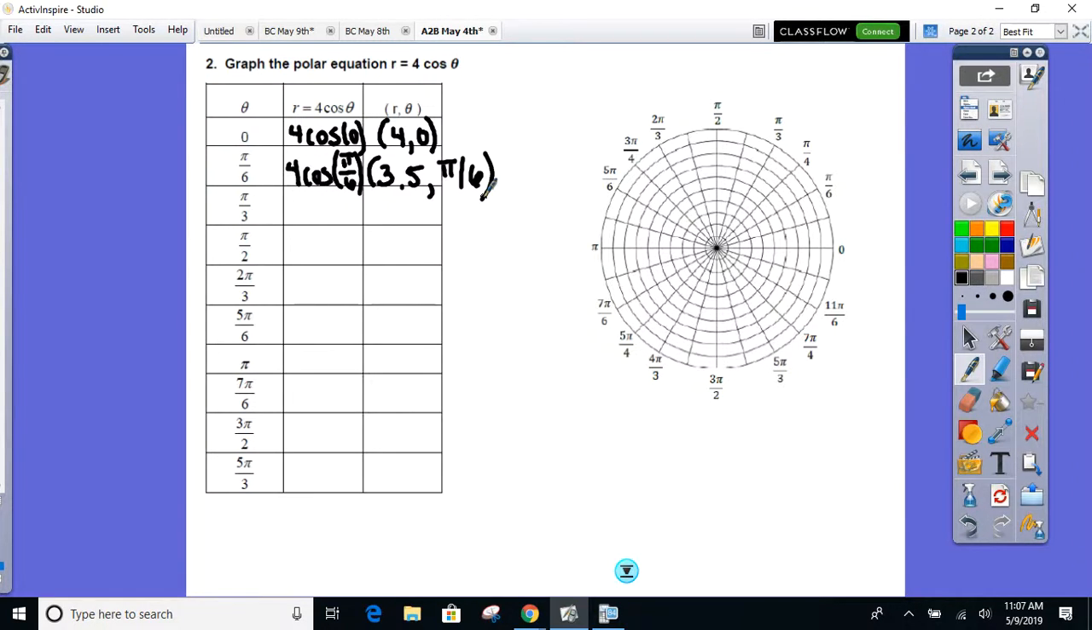Okay, if you guys want to get ahead of me, you can. If you want to keep staying with me, go ahead. So now I'm going to do 4 cosine pi over 3. You plug in the angle, you get the R value back out. This R value should be a whole number. What do you have? Whole number here? 2. So next point, 2, pi over 3.